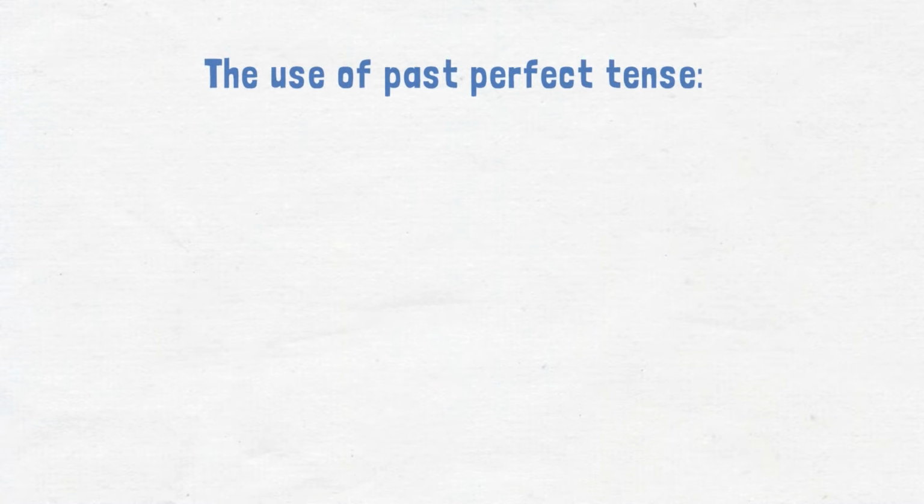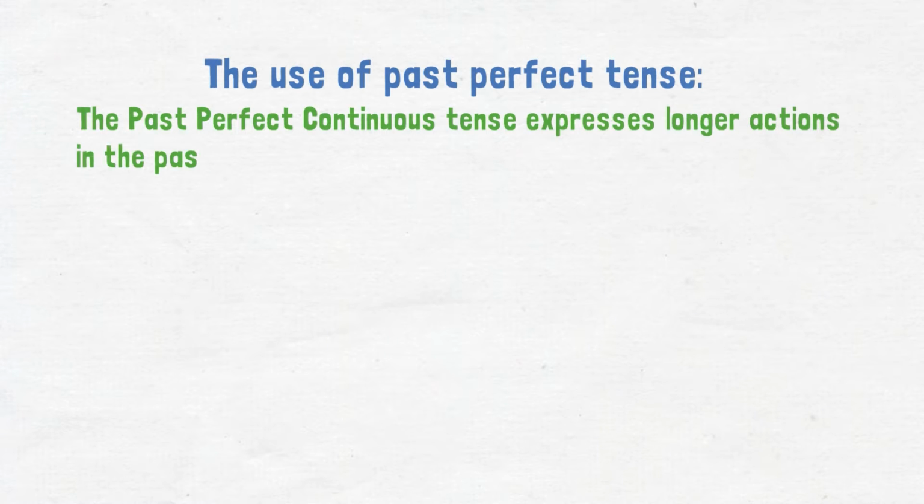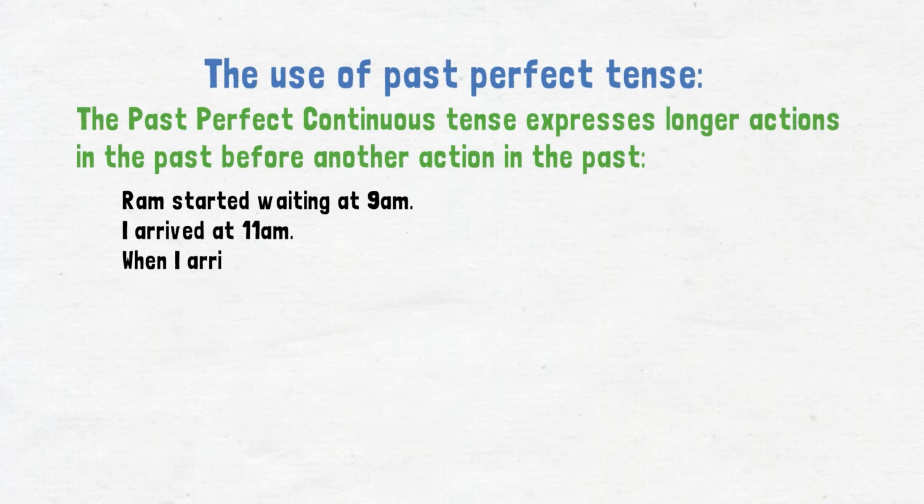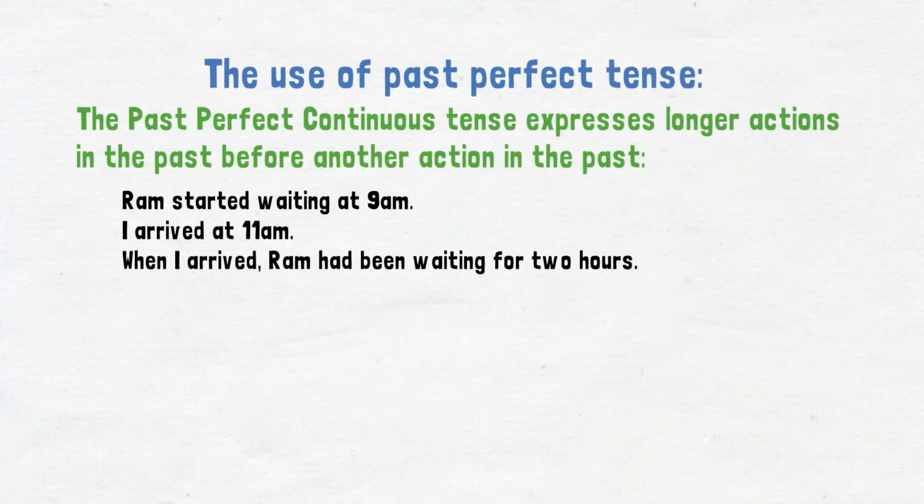The past perfect continuous tense is like the past perfect tense, but it expresses longer actions in the past before another action in the past. For example, Ram started waiting at 9 a.m. I arrived at 11 a.m. When I arrived, Ram had been waiting for 2 hours.